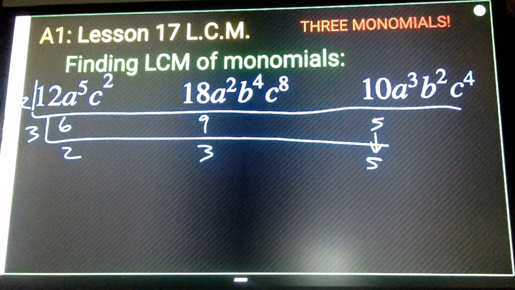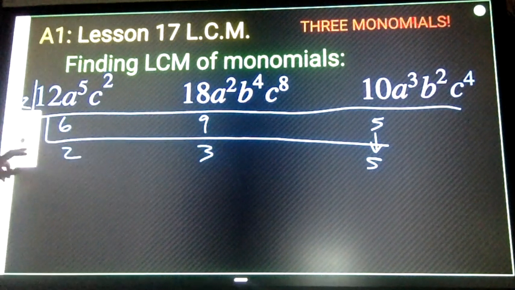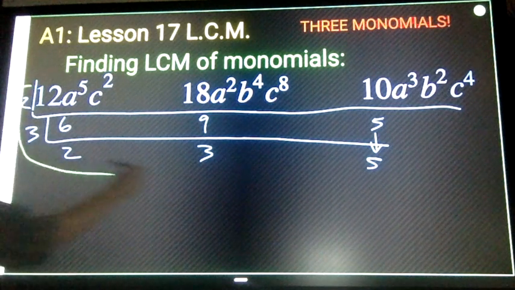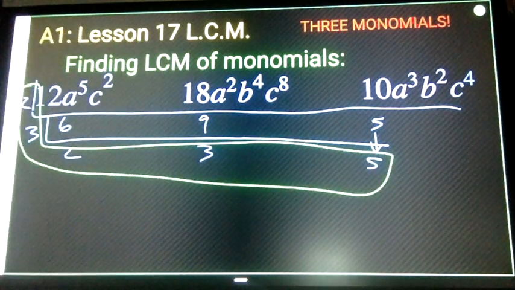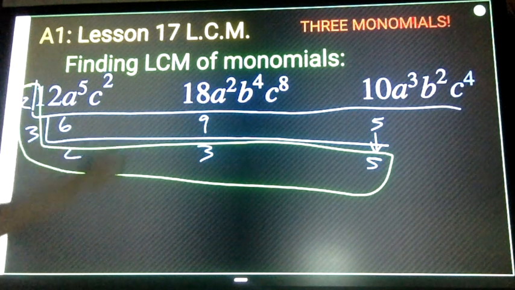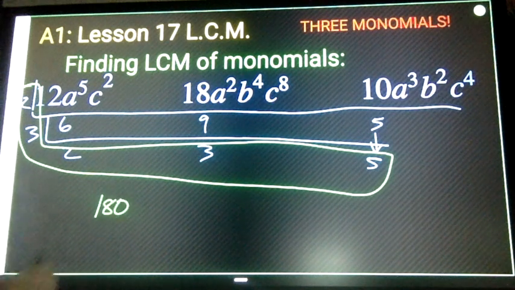And I'm going to multiply 2 times 3 times 2 times 3 times 5. All right, multiply in my L shape. L for least common multiple once again. So 180 is the first number that all 3 of those go into.